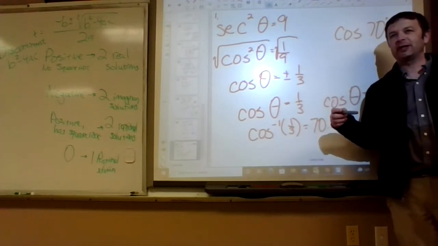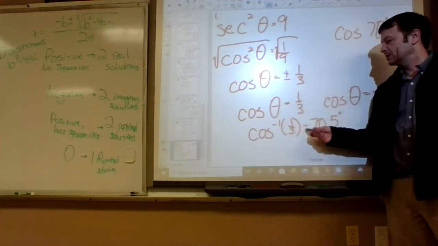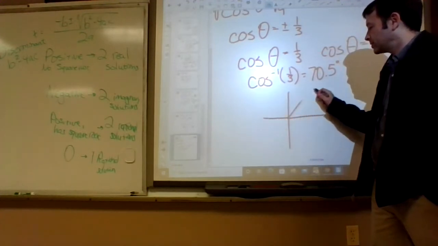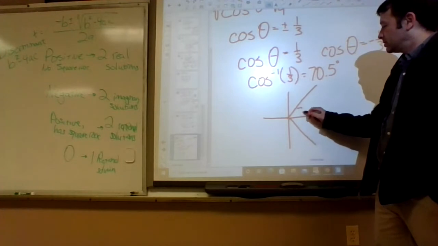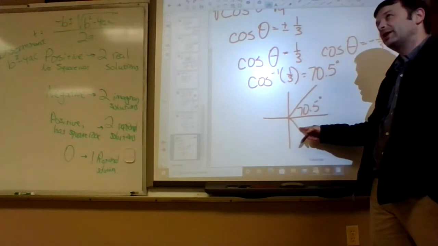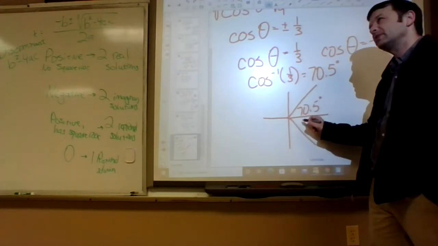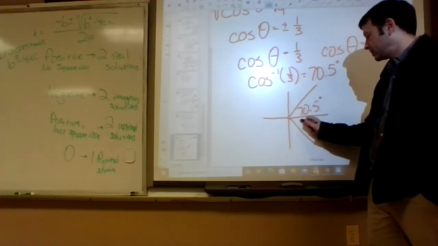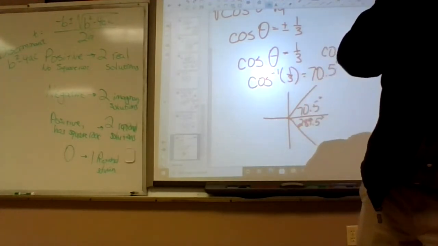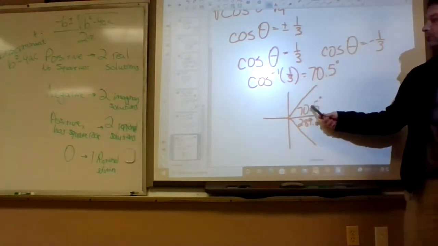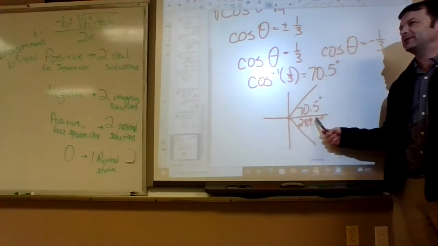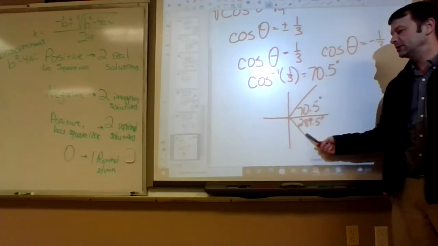Anyway, 70.5 would be the first quadrant angle. Where else is cosine positive besides the first quadrant? The 4th quadrant. So 360 minus 70.5, which is 289.5. Yeah, that's right. Okay, we can't just put that one answer. We're supposed to put all the answers from 0 to 360. We did this on assignment 1 in this chapter.